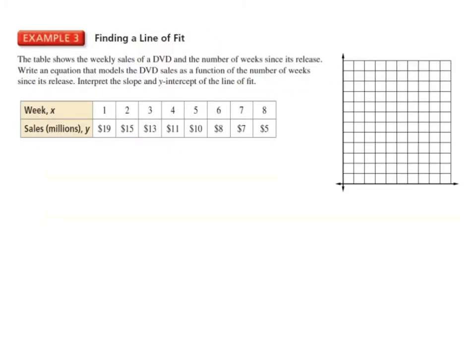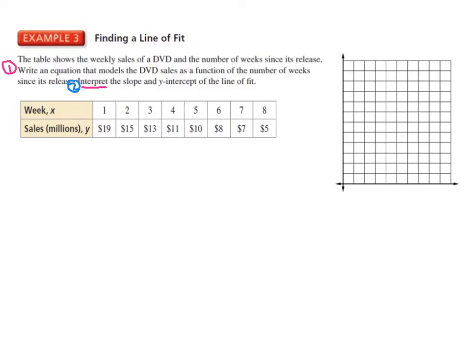In example 3, it says the table shows the weekly sales of a DVD and the number of weeks since its release. Write an equation that models the DVD sales as a function of the number of weeks since its release. Interpret the slope and y-intercept of the line of fit. So we have 2 jobs this time. First, we want to write an equation that models the DVD sales as a function of the number of weeks since its release. And second, we need to interpret the slope and y-intercept of the line. Interpret actually means explain the meaning of.